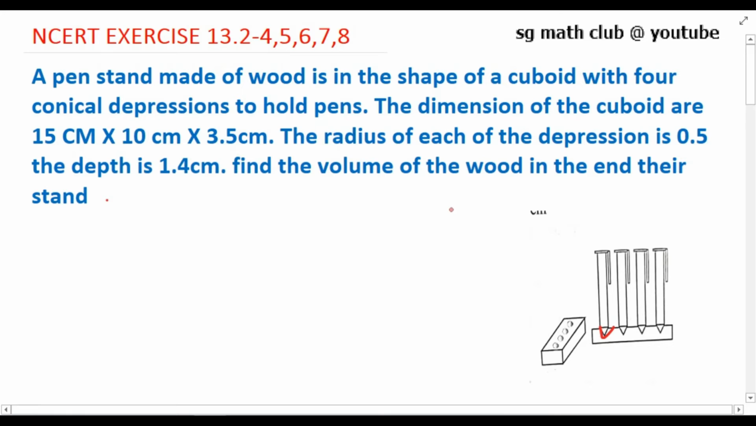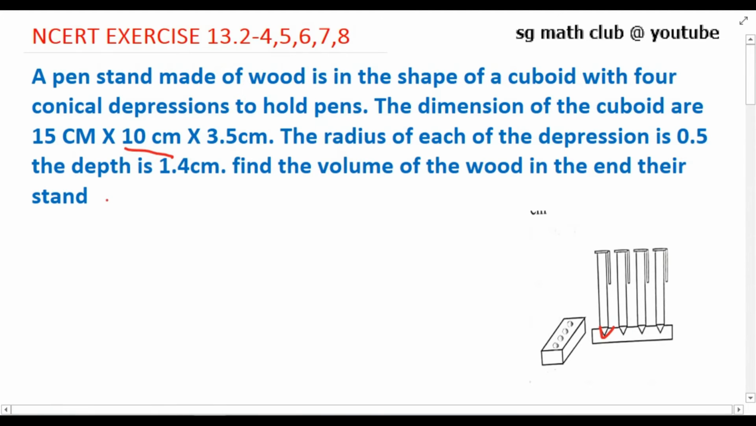The dimensions of the cuboid are given as 15 cm into 10 cm into 3.5 cm, and the radius of each of the depressions is also given. It is 0.5 cm. We need to find the volume of wood in the entire stand.